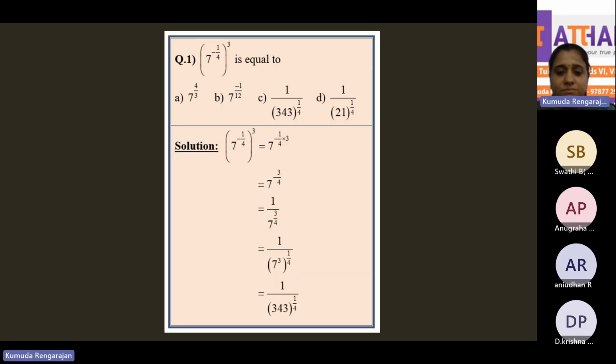I have the answer here. You can see it once again. There's a minus here, children. You can see a reciprocal of the base. 7 becomes 1 by 7. Negative of the power minus 3 by 4 becomes plus 3 by 4. And 3 by 4 can be written as 3 into 1 by 4. So 7 cubed is 343. So option C.